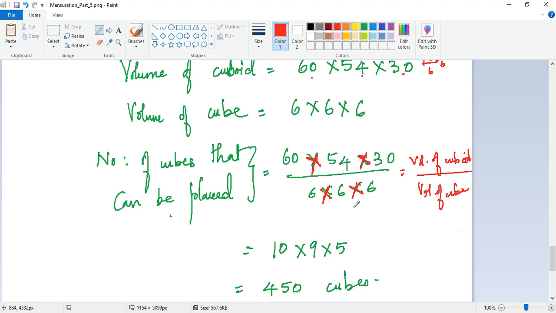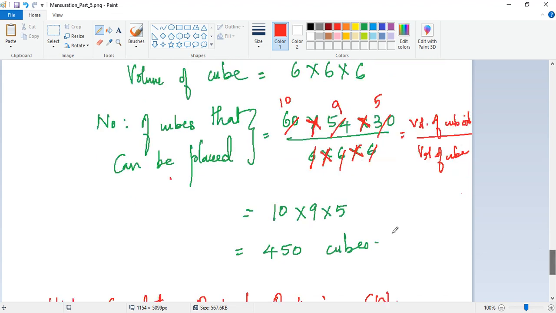So I can do this. See, 6 tens are 60. 6 nines are 54, 6 fives are 30. Okay, so I'm left with 10 into 9 into 5. So which is equals to 9 fives are 45. 45 into 10 is 450. So 450 cubes could be placed.